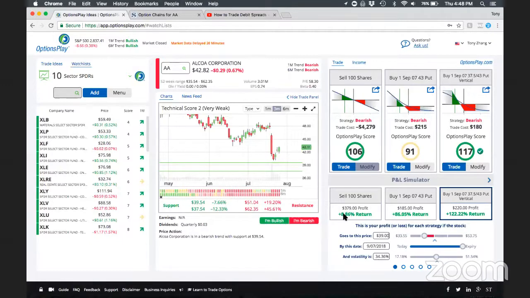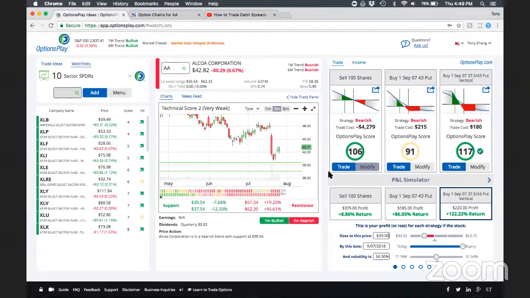You can see here, if you had shorted the stock, you make an 8% return. If you bought this put, you make an 86% return, substantially higher, 10 times the return on capital versus shorting the stock. Or if you bought this put vertical, 122% return. That's really where you're saving yourself a little more than 20% on the cost of this trade, and that goes to substantially higher returns if you're right on your trade.